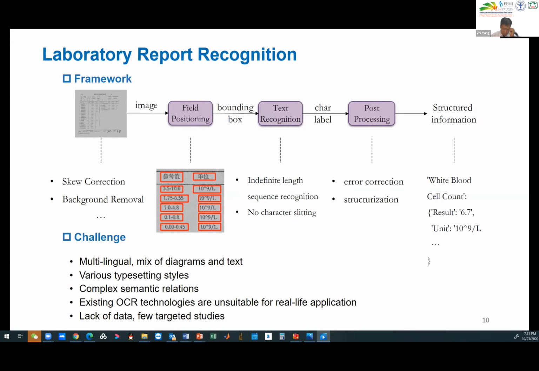Multilingual, mix of diagrams and text, various typesetting styles, complex thematic relation. So tools you can find cannot achieve satisfied performance. If you want to develop a specific tool with machine learning technologies, you may find that lacking of data and labels. Moreover, field-targeted studies can provide further help. We put some efforts on this topic, and let's see what we have done.